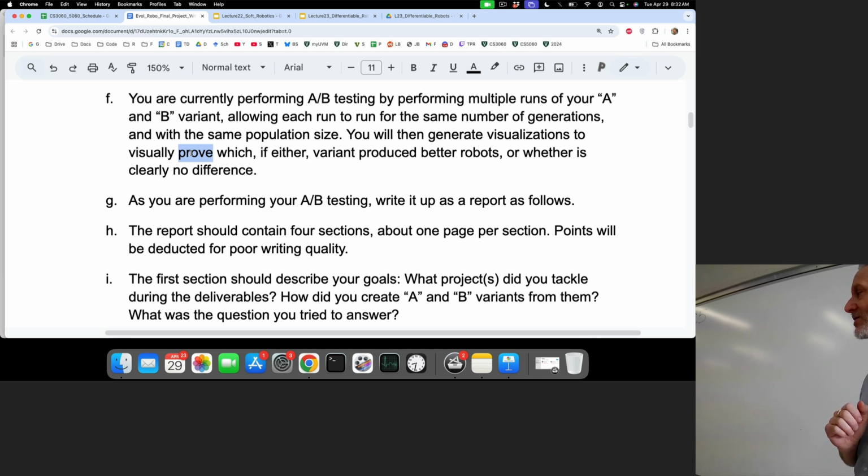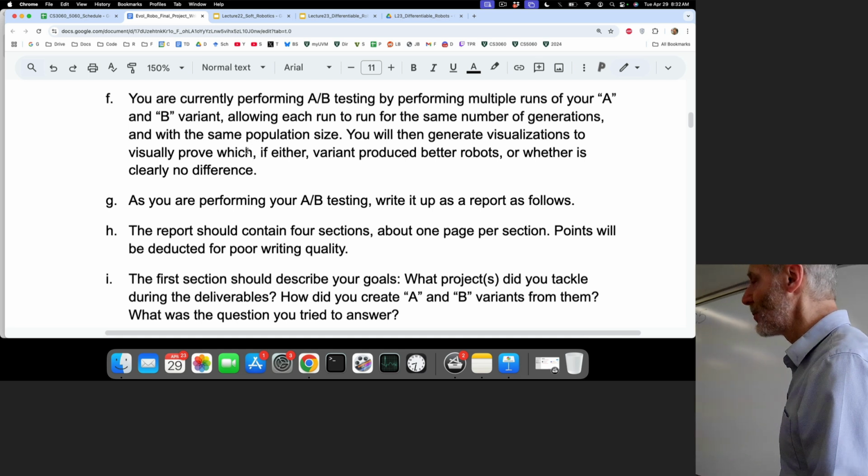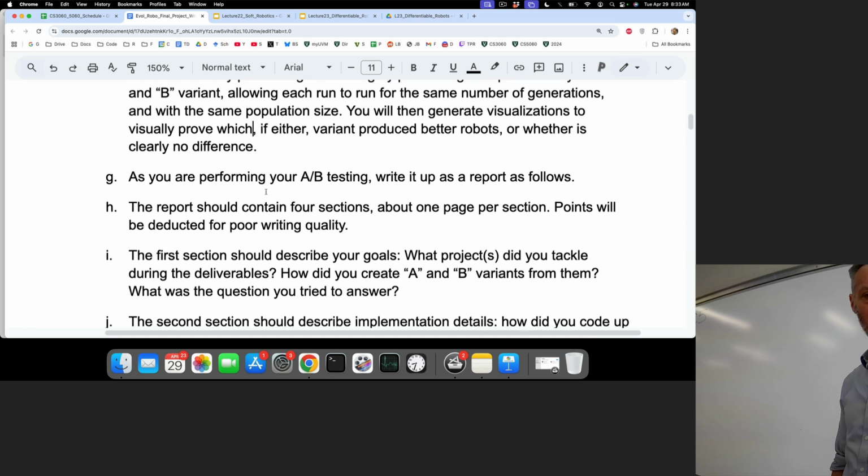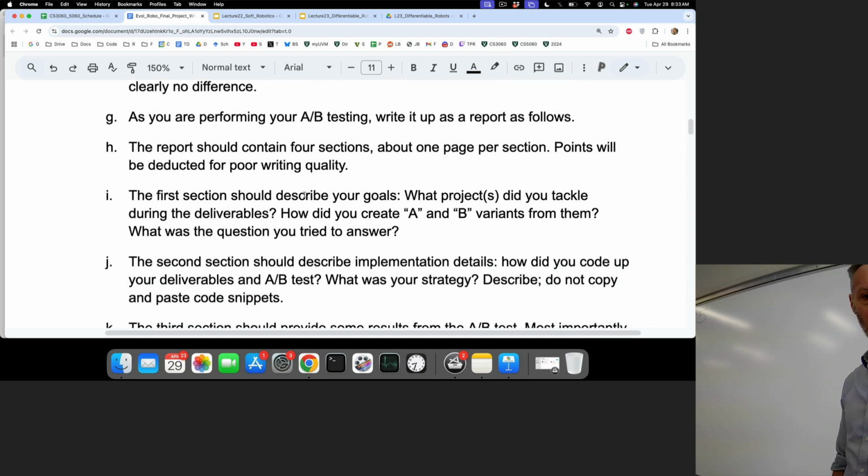Lots of different ways you can do this. We talked about fitness curves last time. What we're looking for in this proof is which variant produced better robots, or whether there is clearly no difference between A and B. If you don't collect enough data, you won't be able to come to any one of these 3 possible conclusions. Yeah? Okay. So as you're finishing up A/B testing throughout the rest of this week and into the weekend, write up your report as follows.